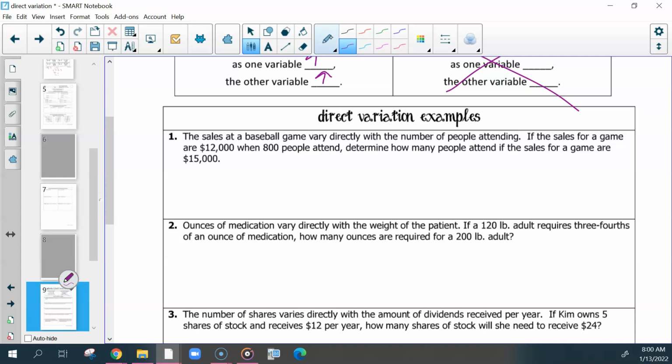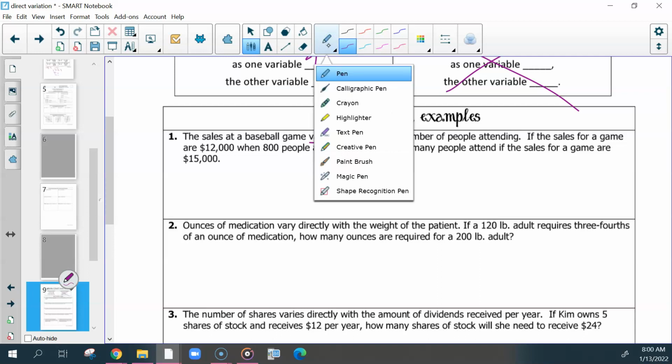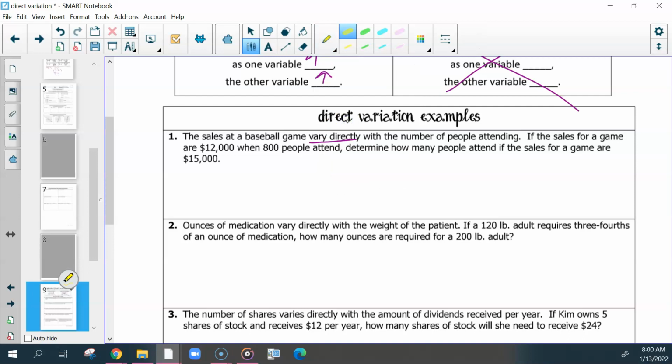The other thing that's really nice about these problems is that it tells you somewhere what you're doing. So you should see words like vary directly, varies directly, or when we get to inverse, it'll say something about varying inversely, inversely proportional, something that will tell you what you're supposed to be doing. So if you're using proportions here, you need to know what's your X and what's your Y. What's also nice about these is whatever comes before the words varying directly, so in this case, the sales at a baseball game, that would be your Y value.